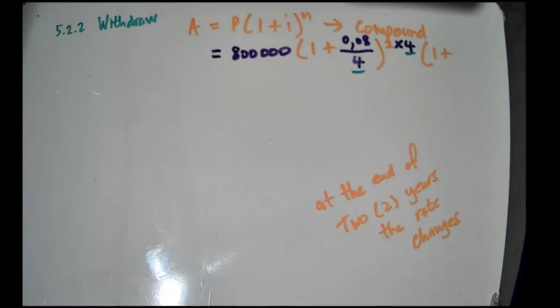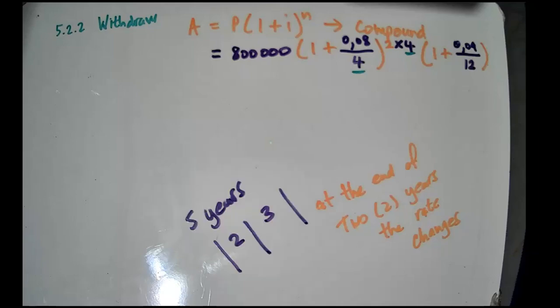So 1 plus, and now the interest rate changes to 9%. So 9 divided by 100 is 0,09. And what is the period now? The period is different. It's divided monthly. There are 12 months in a year. What is the time frame that's remaining for 5 years? So the whole thing is being invested for 5 years.